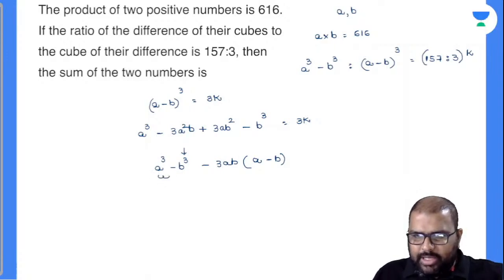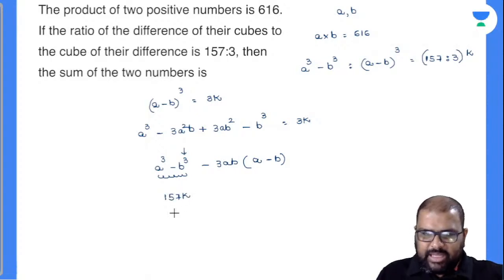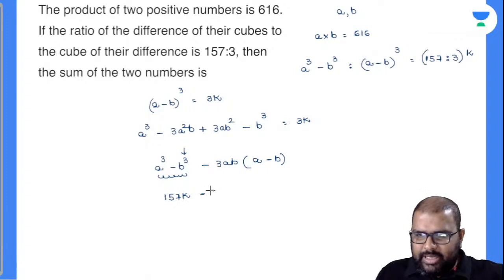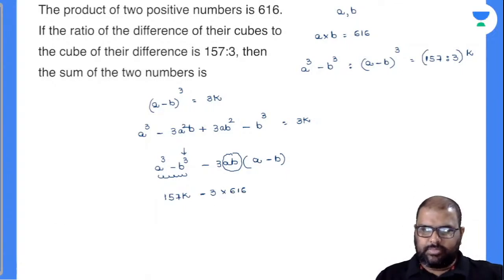Now everybody knows a cube minus b cube value is how much? 157k. So 157k minus 3 into, everybody knows a into b is how much? Just now you have calculated that a into b is 616. 3 into 616. Done.